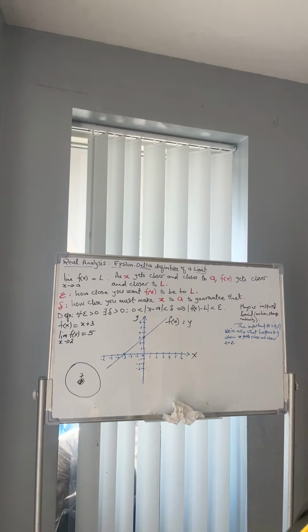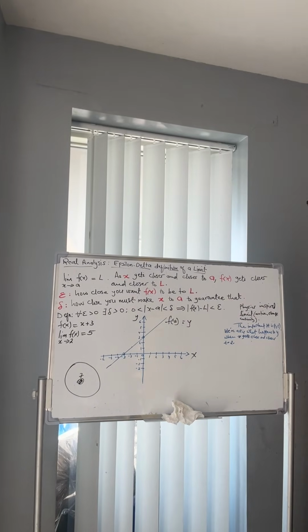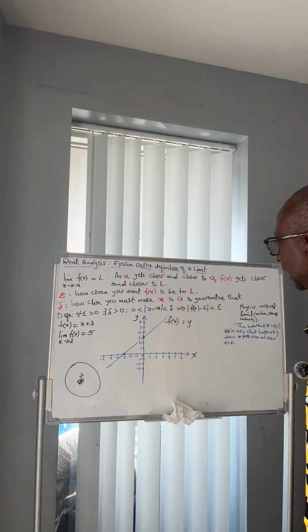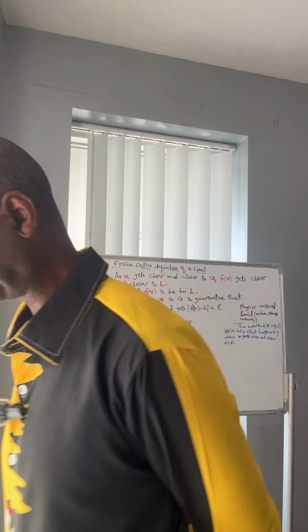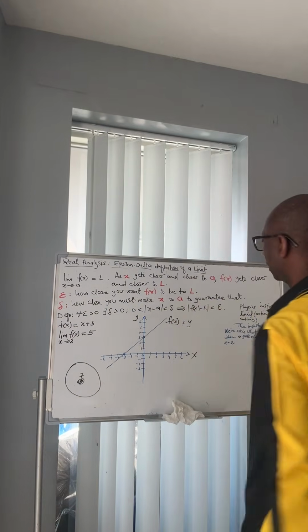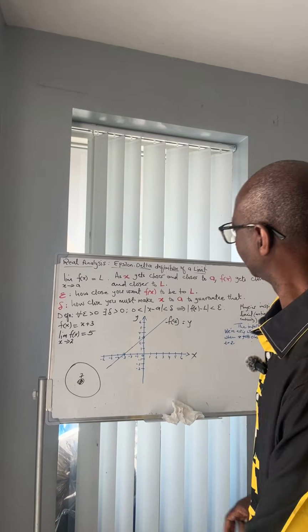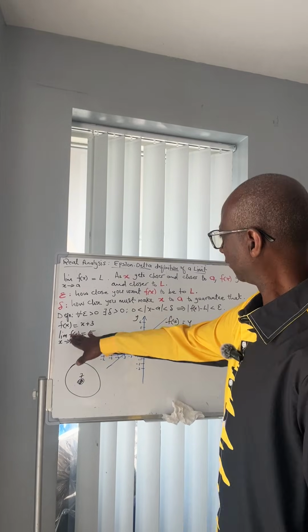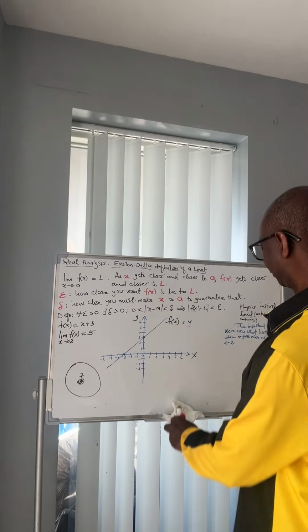As we are still working on the epsilon-delta definition of a limit, this is the proper definition of a limit and the most rigorous one. We are given a function here, f of x equals x plus 3.